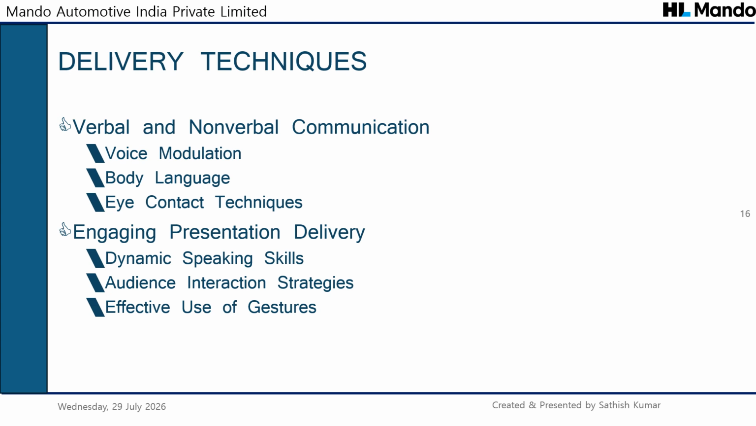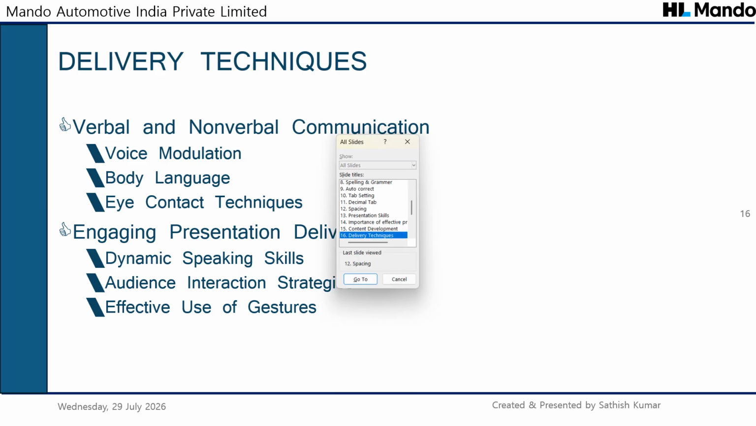Control S will show you the list of slides. It will show you all the list of slides, and you can select a particular slide. Suppose I want to go to slide number 21. Select slide number 21 and say OK. It will go to slide number 21.